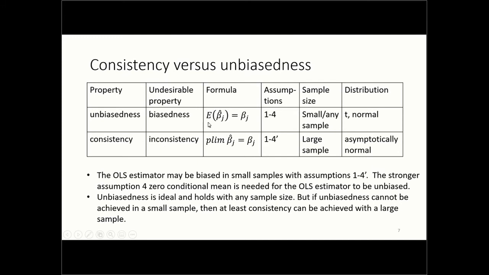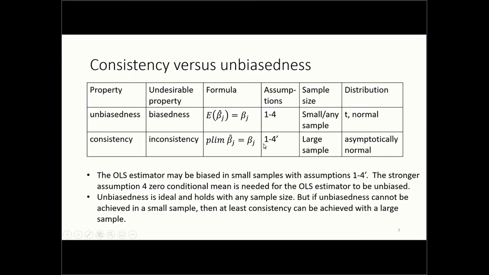So the formula is the expected value of beta hat j equals beta j. Basically, the expected value of the coefficient is exactly the population parameter, whereas here we have the probability limit of beta hat j equals beta j. So actually here the coefficient reaches the population parameter only in probability as the sample size increases. But in a small sample, it is not the case that the expected value of the coefficient equals the parameter.